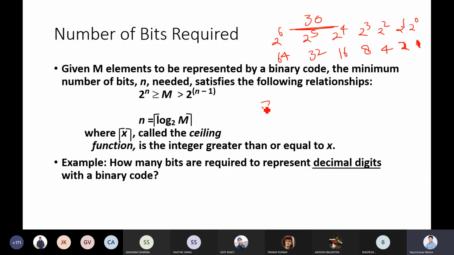So you can say whenever this number is between 2 to the power 5 and 2 to the power 4, this number is lesser than or equal to 2 to the power 5, and this is greater than 2 to the power 4. So in that case, you required how many bits? 2 to the power 5 is greater than 30.